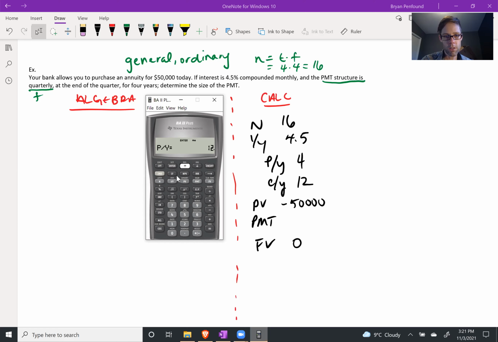Okay, so CY is 12, PY I need to be 4. 12, so just let me finish programming in. And yeah, 3,433.37, that sounds about right. Perfect, yeah, so that's what I get as well.